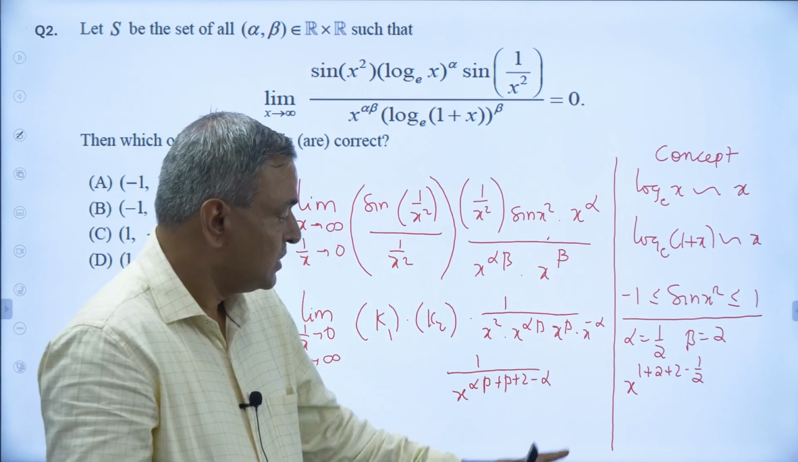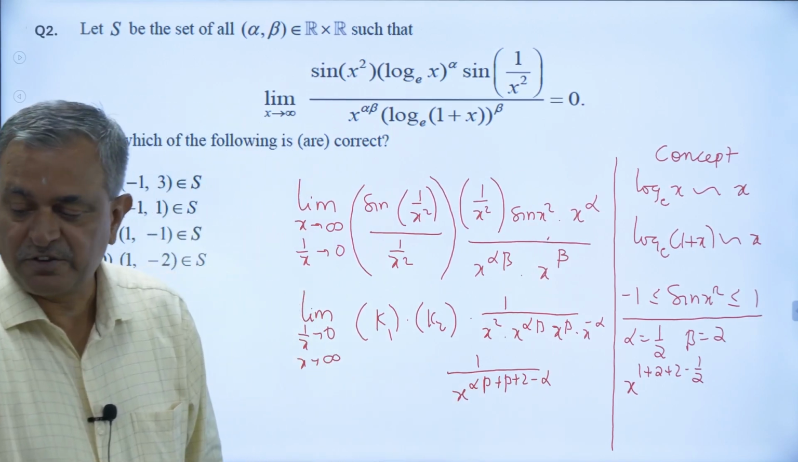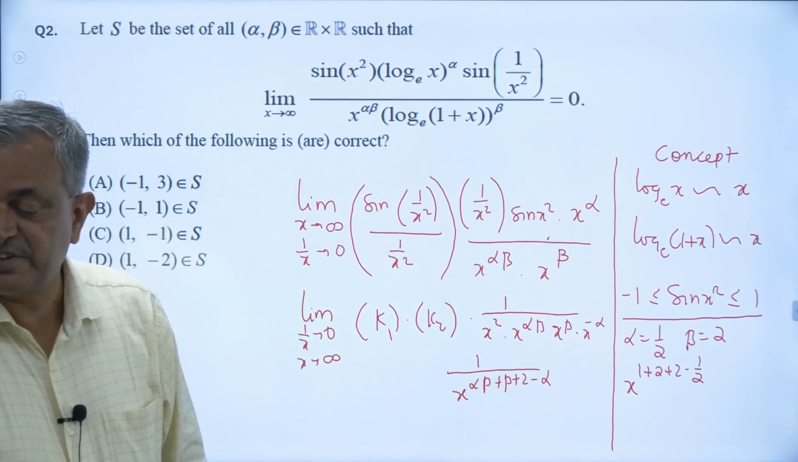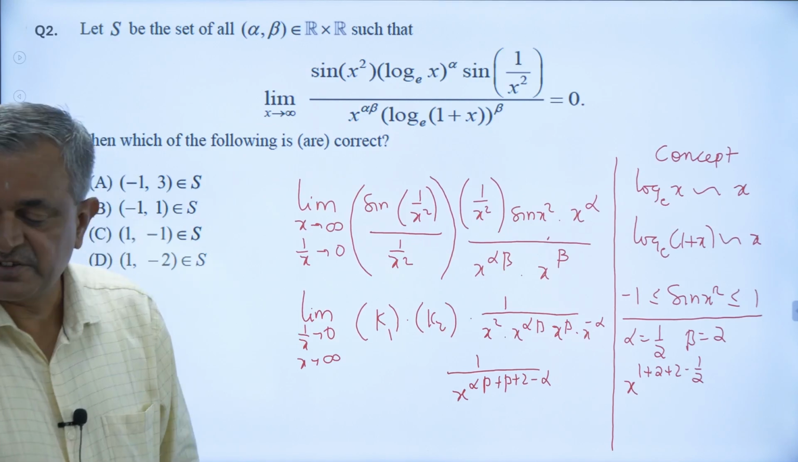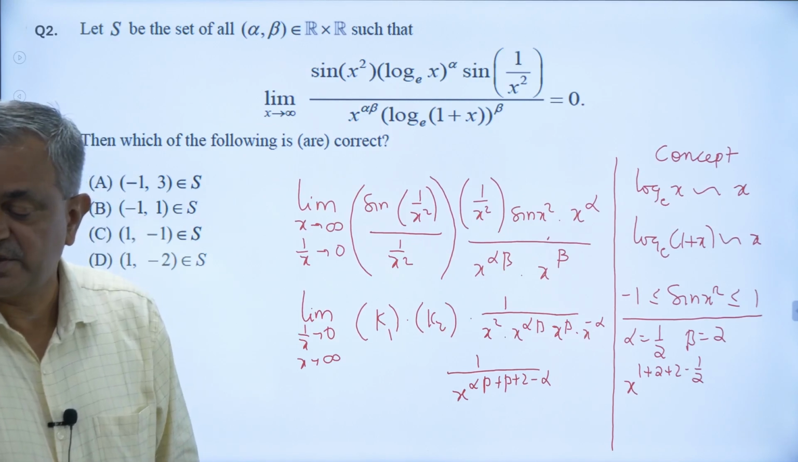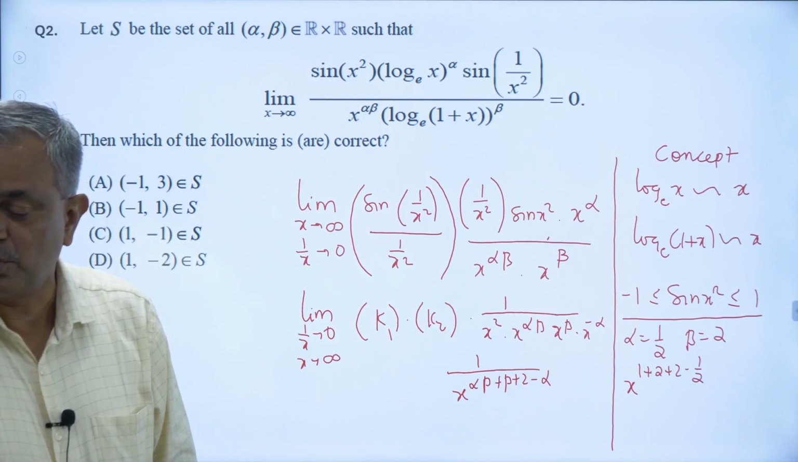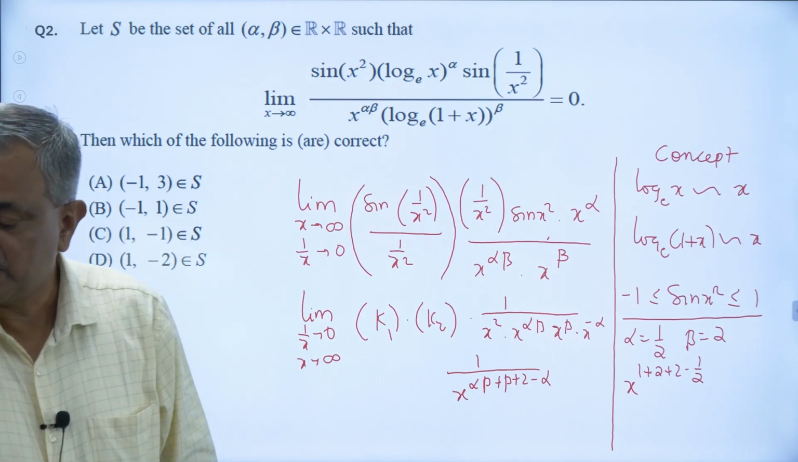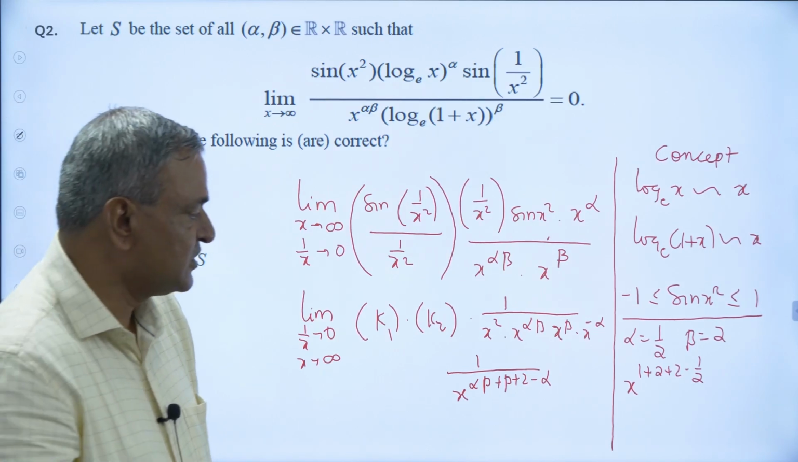Clear? Plus 2 minus 1 by 2, which is greater than 0. Alpha is equal to 1 by 2, beta is equal to 1, so 1 plus 2 plus 2 minus 1 by 2, which is greater than 0.